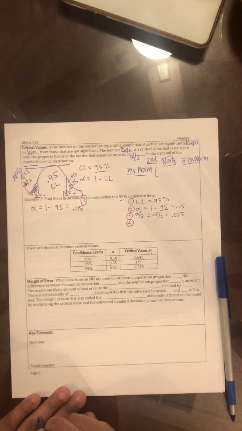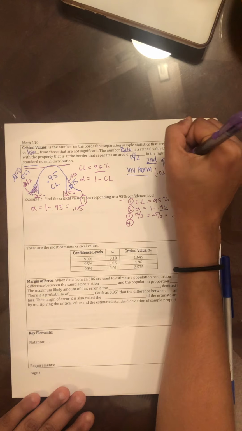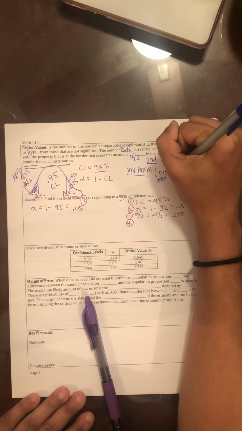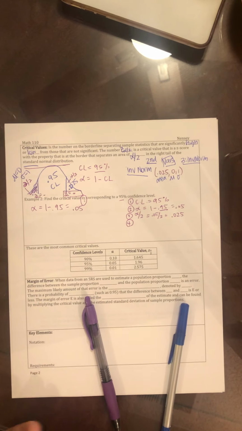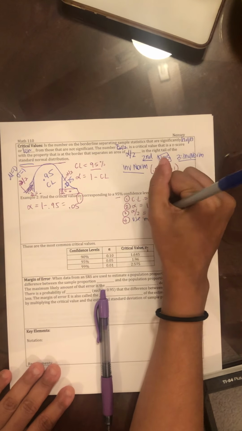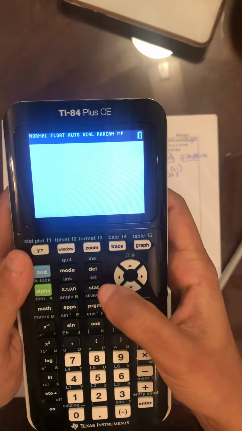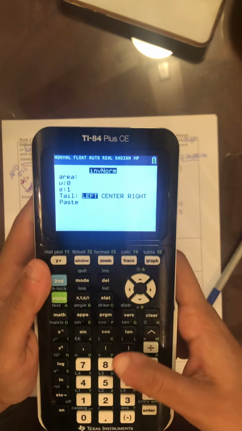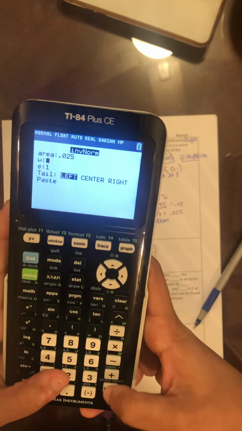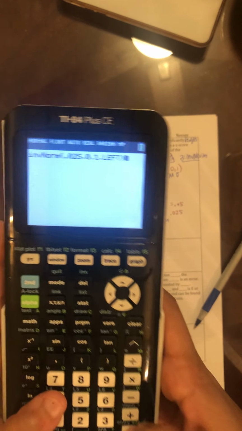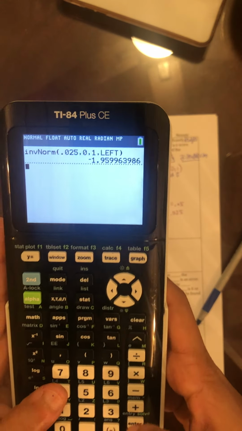So the first thing you want to do is look at the area, and the area is 0.025. Your mean was 0, and your standard deviation was 1. I always made you guys label it: area, mean, and sigma. So step 4, I'm going to write use inverse norm. I'm going to go to second, vars, number 3, and my area under the curve is 0.025. My mean is 0, my standard deviation is 1, and I'm using the left. It's always left. If your calculator doesn't say left, it automatically means left. And you're going to get this.